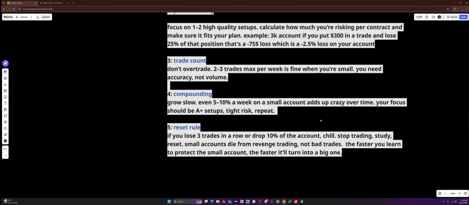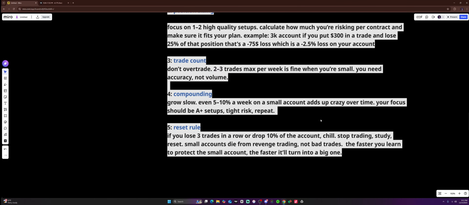Now, the last thing is the reset rule. I actually just started thinking about this the past couple weeks, for even myself. If you lose 3 trades in a row, or even drop 10% of your account in a week or whatever, chill. Stop trading, take a day or 2 off, reset, let the market do its thing, journal, backtest, get back into it, right? Small accounts and any accounts die from revenge trading, not just bad trades.